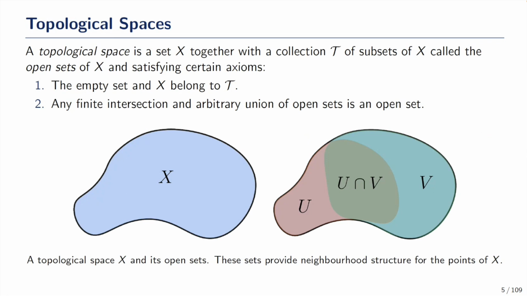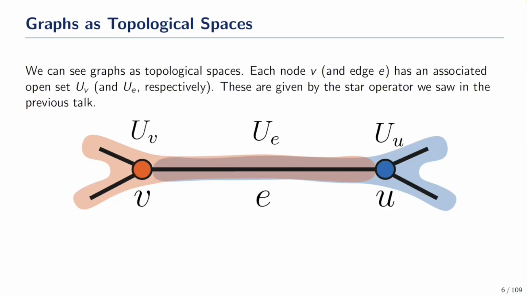Now you've already seen these things. I'm not going to go through this again, but again, just open sets on a space. What I want to show you is that we can think of graphs as topological spaces. If we take the star operator that I was mentioning in the previous talk for cell complexes, we can put some open sets on the graph. This is a zoomed in version looking at a single edge in this graph, and we can see here 3 open sets.